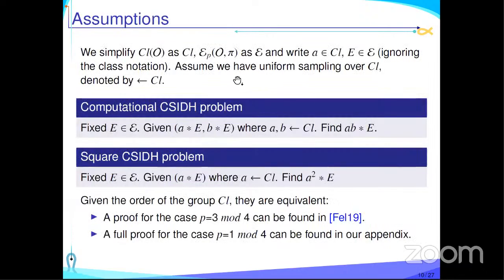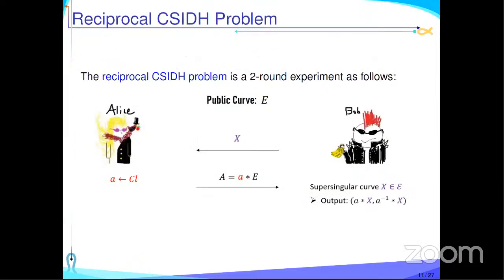And to have a cryptosystem, we need some computational assumptions. The most well-known one should be the computational CSIDH problem, which is quite similar to the Diffie-Hellman problem. And then we introduce a new assumption that is called the reciprocal CSIDH problem. It is a two-round experiment. There are two parties, Alice and Bob, or say the challenger and the adversary. The adversary sends a supersingular curve to Alice first, and then Alice computes AE and sends it to Bob, and then the adversary's task is to compute AX and A inverse X.